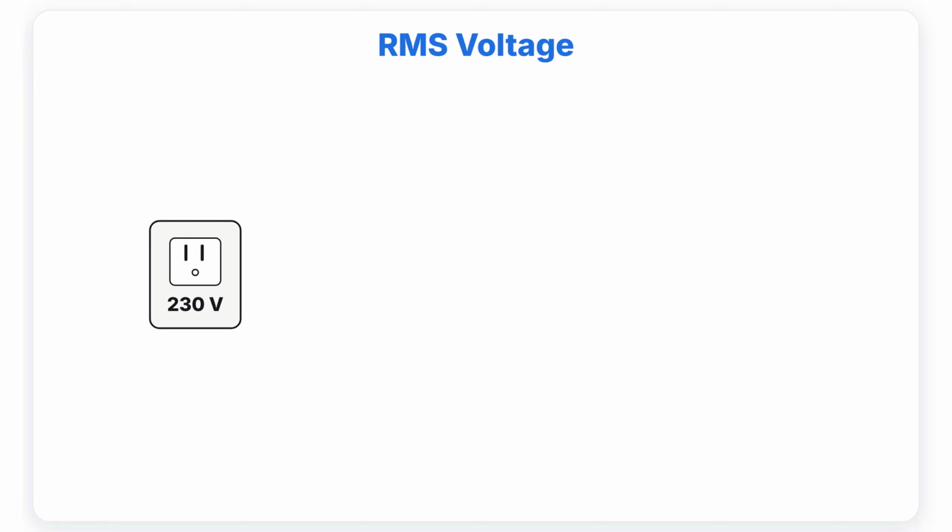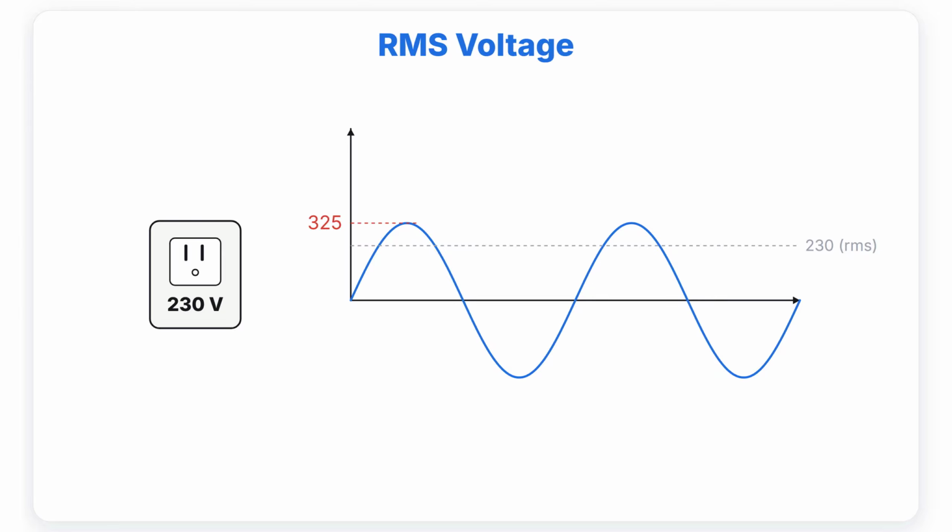Your wall outlet says 230 volts, but the voltage actually peaks at 325, so why does the label show the smaller number? These two numbers are linked by a single constant. Root 2. And today, we find out exactly where it comes from.